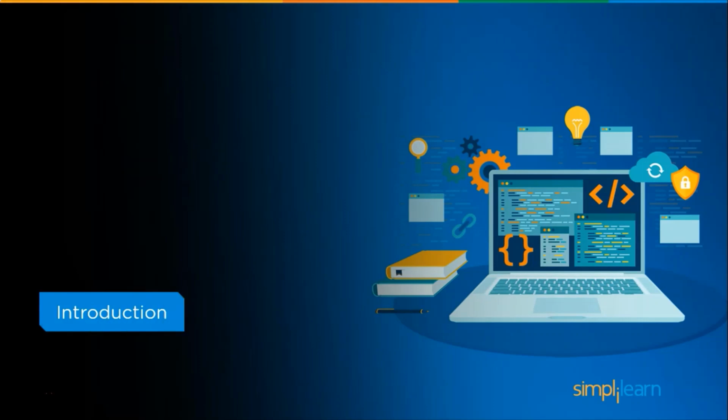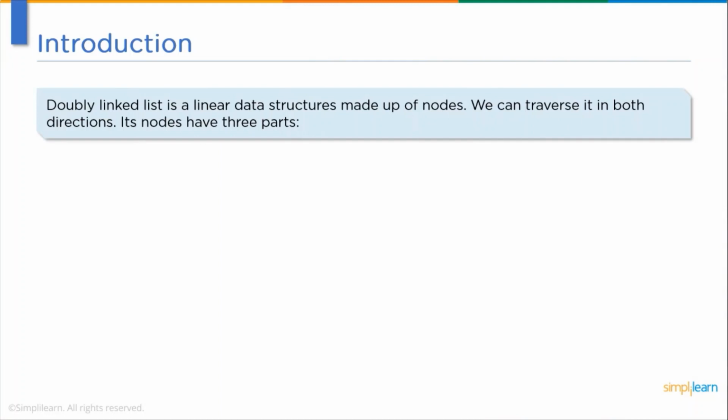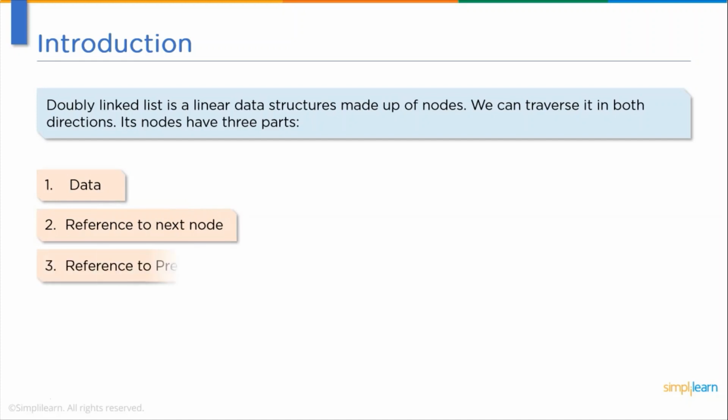So without any further ado, let's get started with an introduction to doubly linked list. A doubly linked list is a linear data structure made up of nodes. This linked list is a bidirectional linked list, that is, we can traverse it in both directions. These nodes consist of three parts. First up, data, reference to the next node, and reference to the previous node.